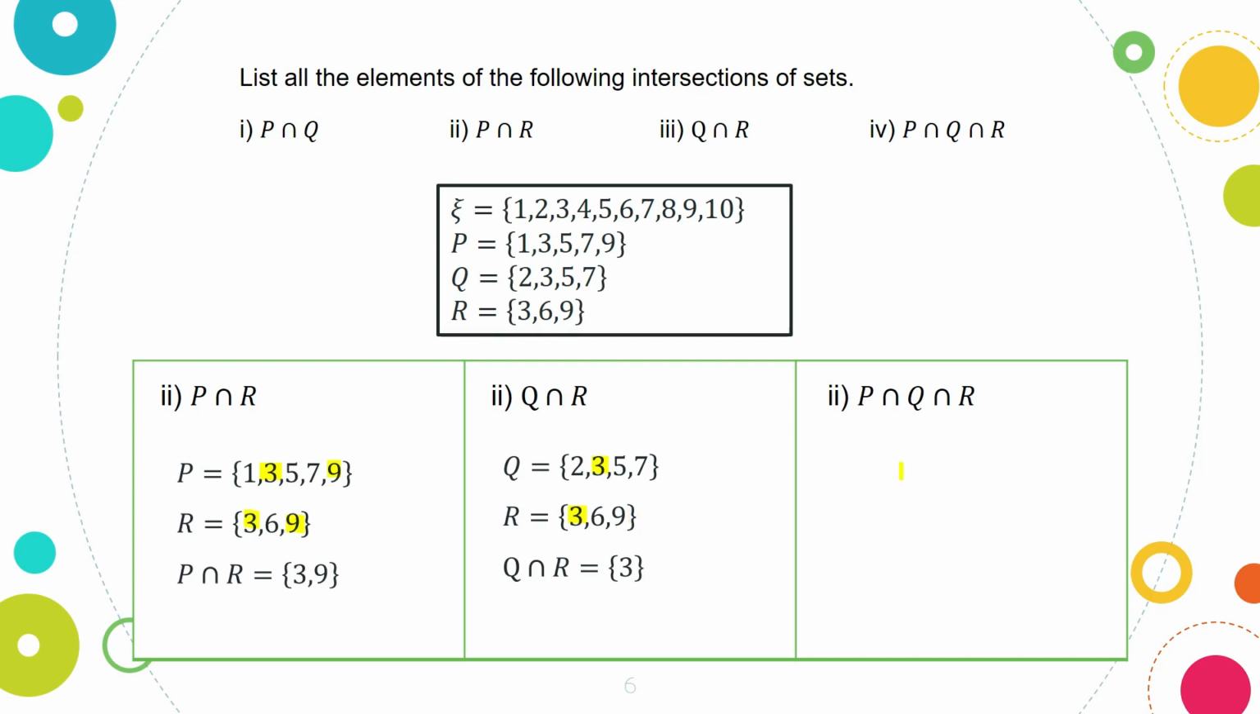Now for P intersect Q intersect R, try to solve this question. I give you 1 minute to solve this question. Okay, 1 minute has already passed. What is the answer for this question? P intersect Q intersect R. What is the answer?